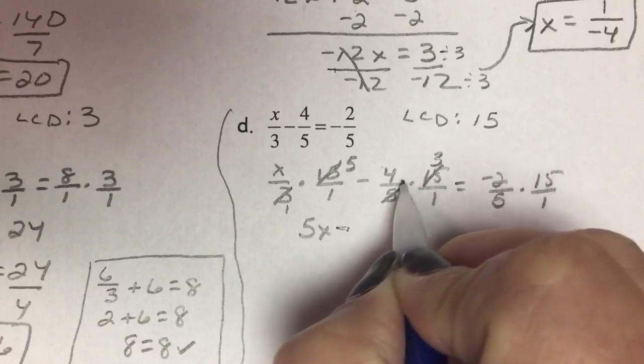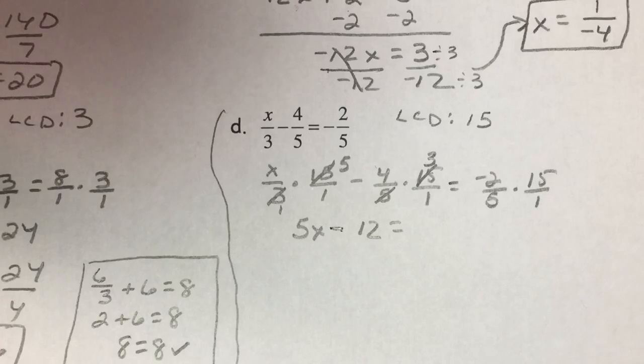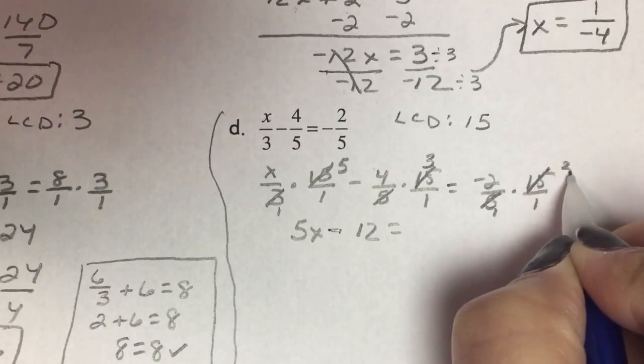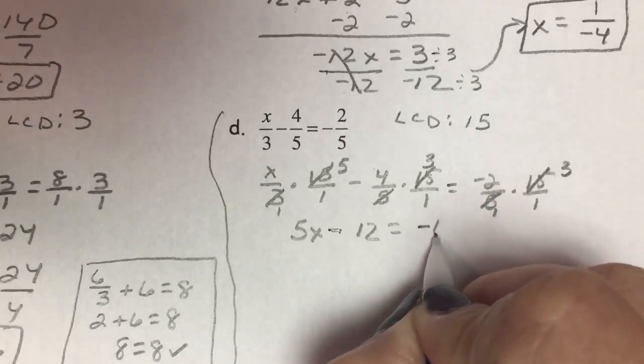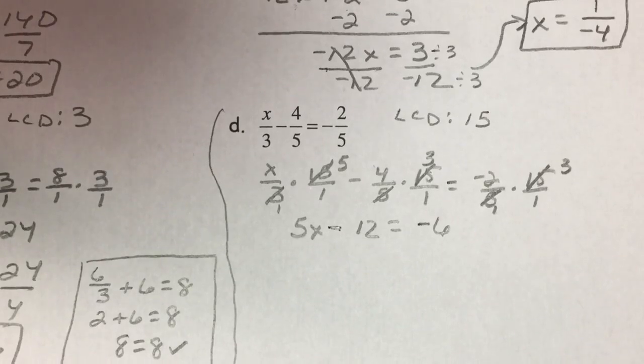And you can see that I would have 3 times 4, which is 12, is equal to, this 5, again, will cancel into the 15 3 times. And we have negative 2 times 3, which is negative 6. Voila, all the fractions are gone.